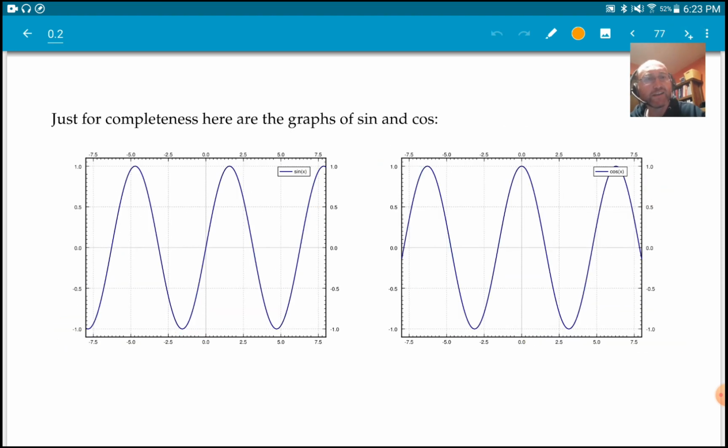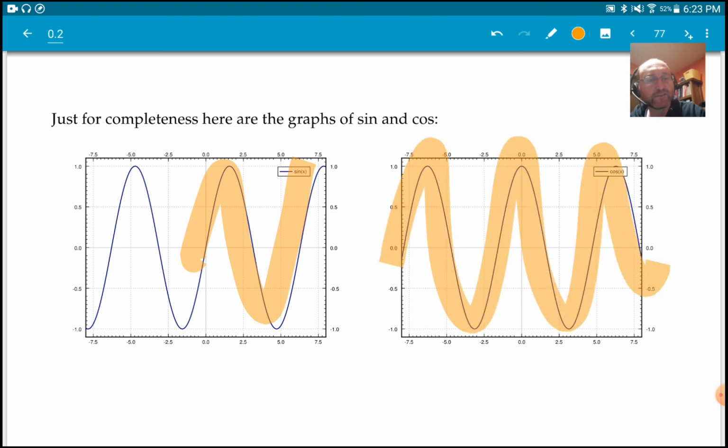Now just for completeness, this is what sine and cosine look like. Sine and cosine keep oscillating. They go on like this forever. They don't go to plus infinity or minus infinity.